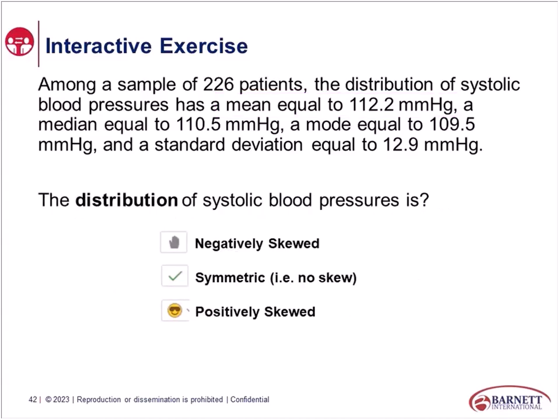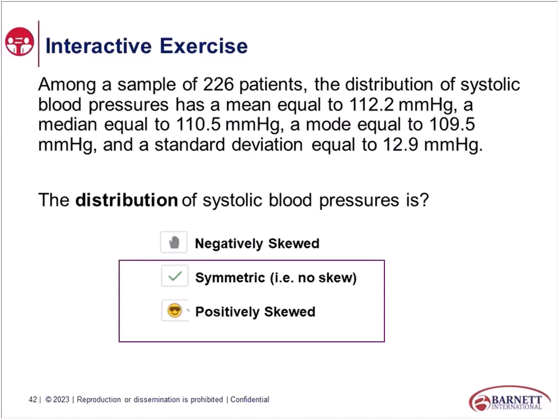Okay, so same question here. Blood pressure, again, mean is 112, median is 110. Is it negative, symmetric, or positively skewed? Okay, we have one is symmetric, one is positively skewed. Okay, let's break this down here. Based on the strict definition of mean and median, the mean is larger than the median and therefore is positively skewed by the strict definition.